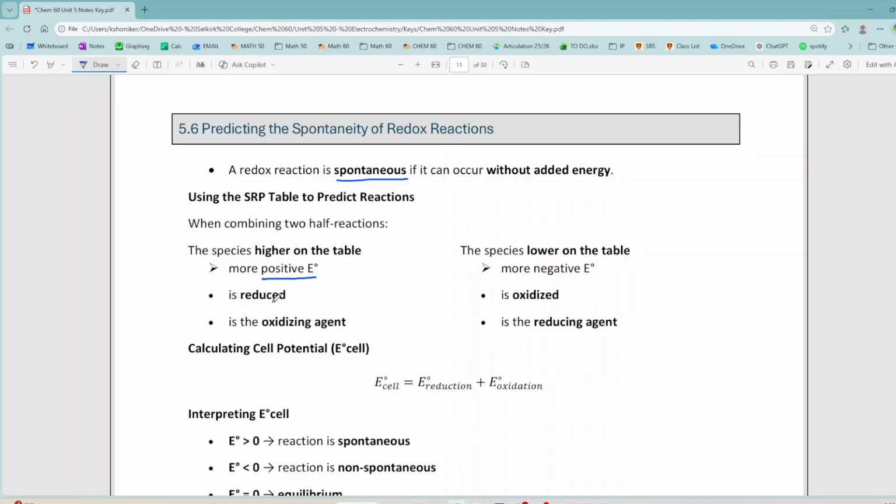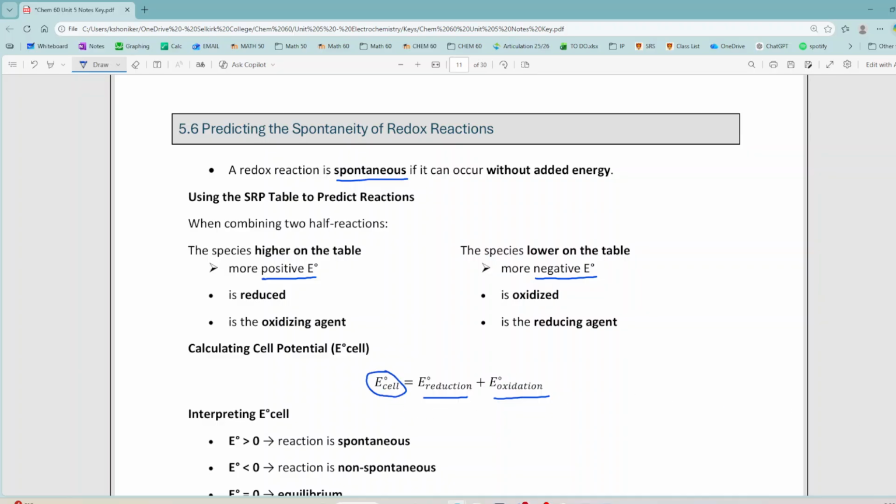more likely to be reduced and act as the oxidizing agent, whereas the species that are lower on the table have a more negative electric potential, and so they are more likely to be oxidized or act as the reducing agent. To calculate the cell potential, so when we put two half reactions together, it's always the sum of the reduction potential and the oxidation potential that gives you the cell potential.